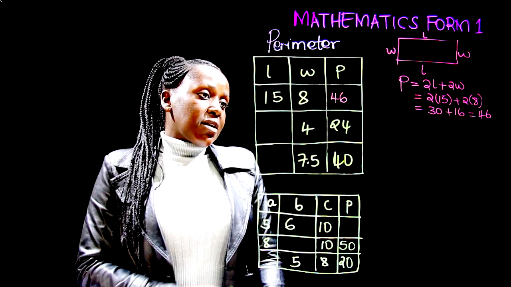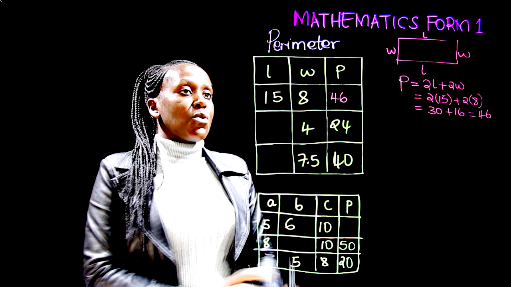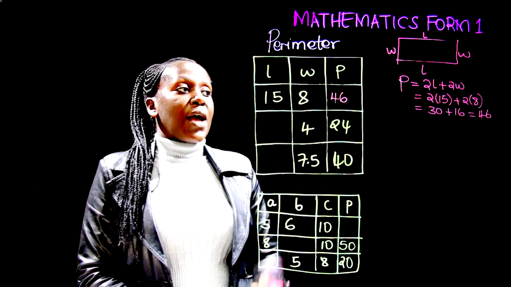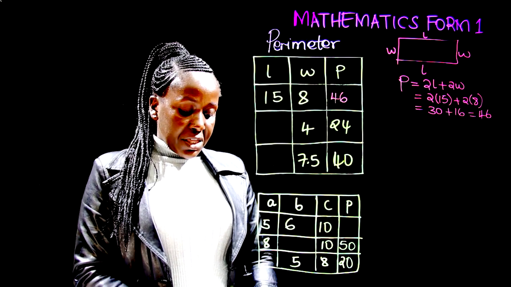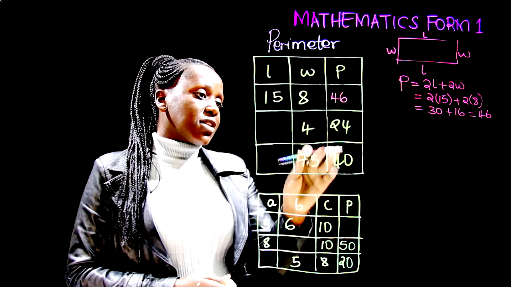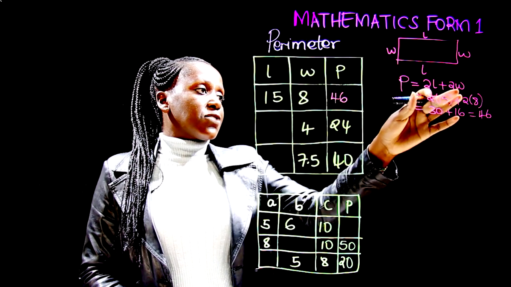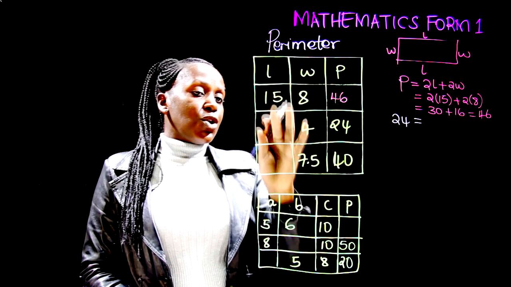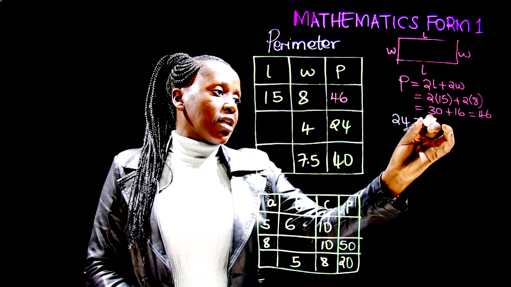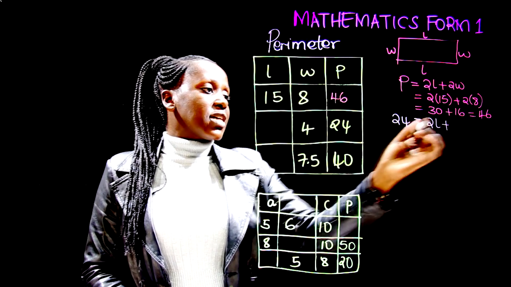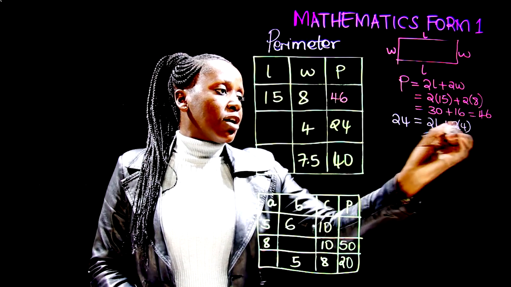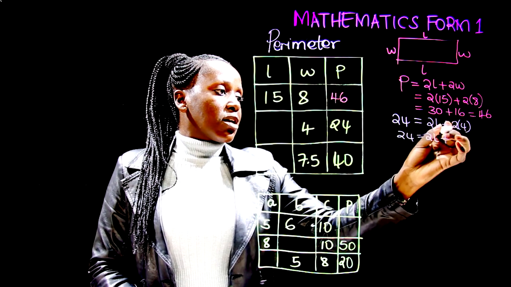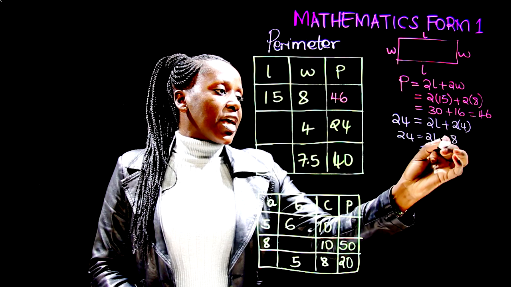Now, in the next section in the table, we do not have the length, we have the width, and we have the perimeter. So in this case, the perimeter is 24. So looking at this formula, we will have 24 being equal to 2 times the length plus 2 times the width, which is 4. So this is 24 being equal to 2L plus 2 times 4, which is 8.